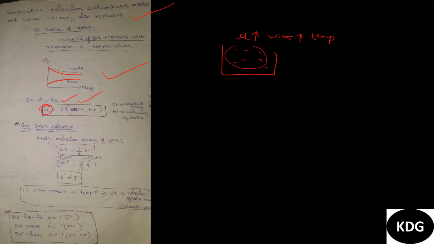For fluids, meaning both liquids and gases, viscosity is a function of cohesive force and molecular agitation. For gases, the explanation is that kinetic energy, half mv squared, equals 3 by 2 kT, and the other terms are constant. So v squared is directly proportional to temperature. With increase in temperature, molecular agitation increases, velocity increases, so the viscosity also increases.